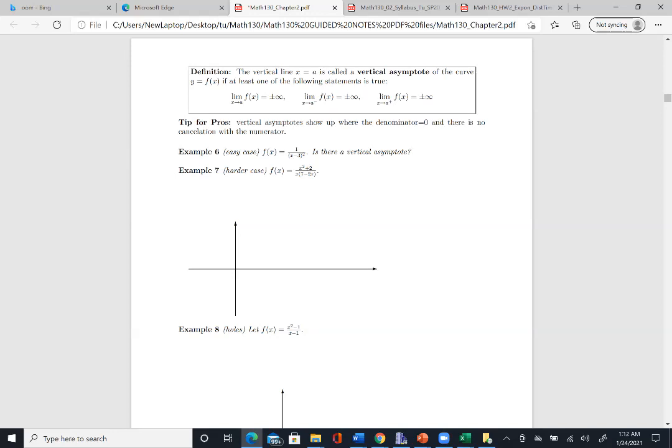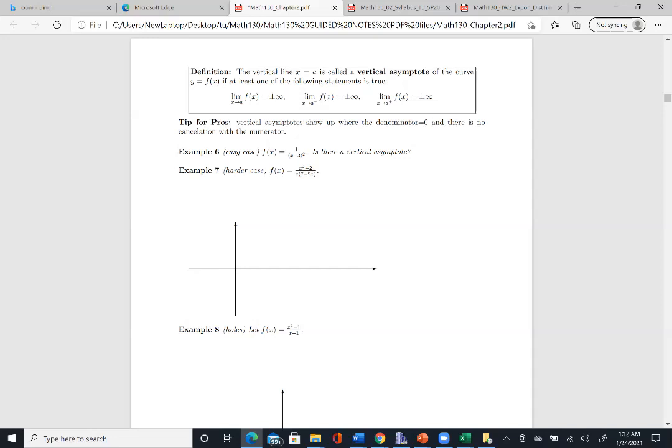Another case is the limit of f(x) for x going to a from the left hand side being equal to positive or negative infinity, then it is a vertical asymptote. And for the right hand side, it's also going to be equal to positive or negative infinity. So that's going to give you a vertical asymptote.